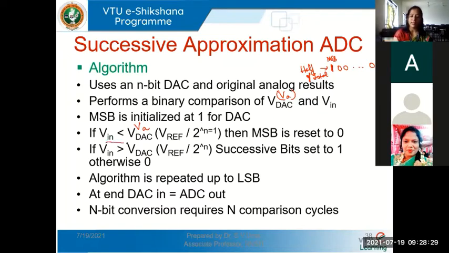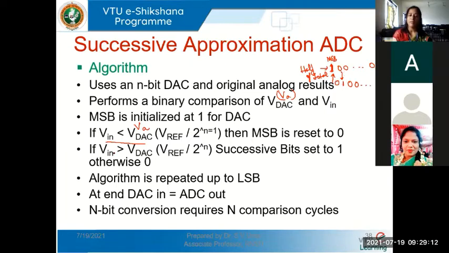Once this results, that is, the input voltage is less than the DAC output voltage, then it means that the input voltage is less than half the value. So I have to reset this to 0. Whatever I had made 1 here, I will make it 0 and then I will make the next higher bit 1. So if the initial MSB bit, which was 1, resulted in an analog voltage VDAC, which was more than VIN, more than the given input voltage, that means I have to reset this MSB to 0 and make the next higher bit 1.